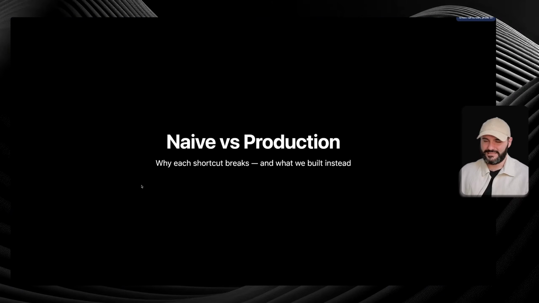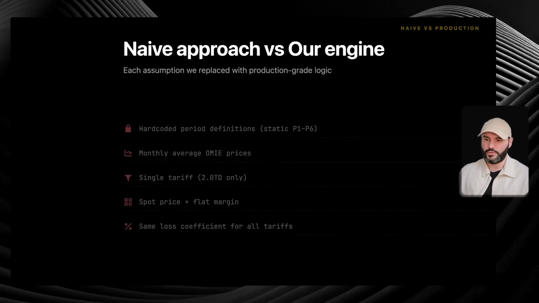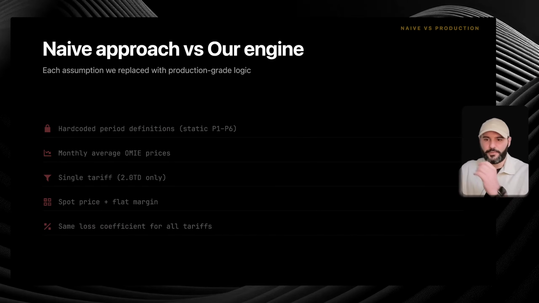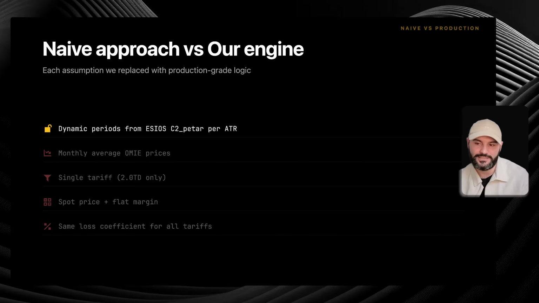Now, let's do a comparison between naive systems versus production systems, which is what we are going to build today. For naive approaches, we have hard-coded period definitions like static P1 until P6. Today we will have dynamic periods based on the files precisely so that we get enough precision to apply the calculations. And they are calculated based on the ATR, which is 2.0, 6.1, etc.